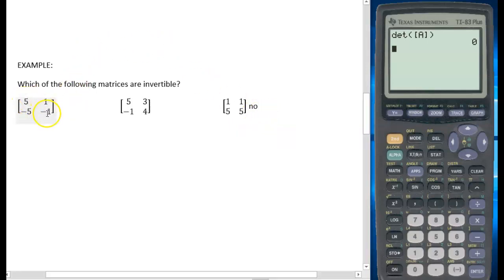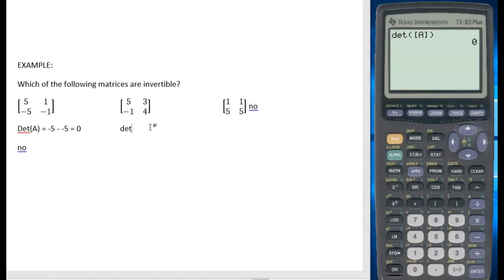Let's do these ones real quick. So this would be 5 times -1 is -5 minus -5. Let me write this out. Determinant, we'll call this A, is -5 minus -5, okay, which is -5 plus 5, which is 0. So this is also a no.